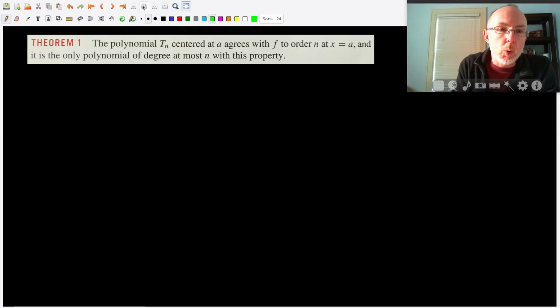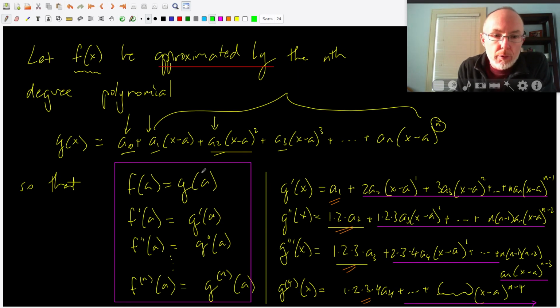Well, there's a nice theorem in the book that tells us that this nth degree polynomial centered at a agrees with f up to order n at x equals a. And it's the only polynomial that does this. And what I mean by agrees with f in this case is all the derivatives agree, precisely the condition we had in this box. So this is what we were looking for. We wanted all the derivatives of f and g to agree. And I've now stopped calling it g and started calling it the nth degree Taylor polynomial. So the nth degree Taylor polynomial and the original function, their derivatives agree up to the nth derivative. That was the goal, and that's what the theorem is telling us.